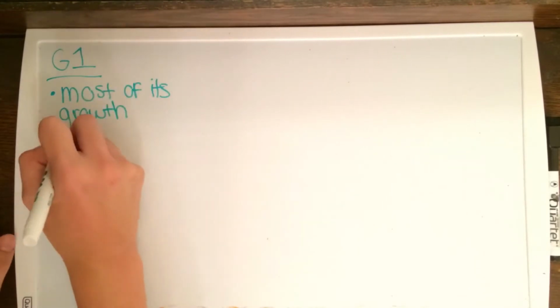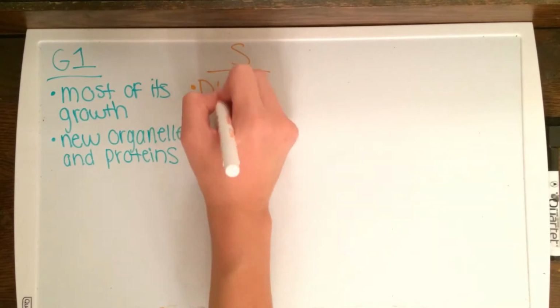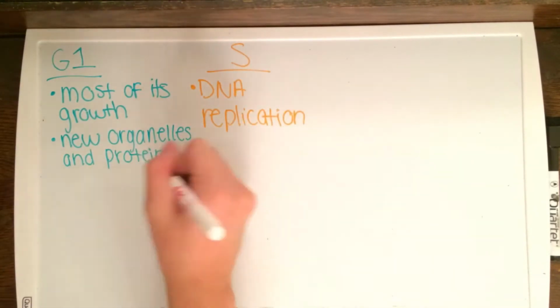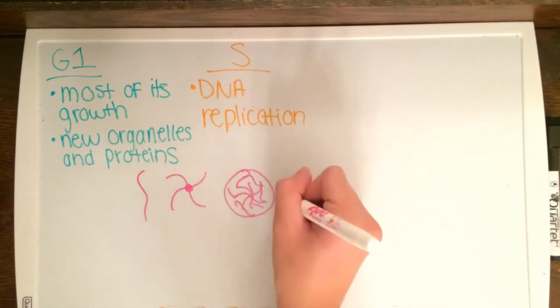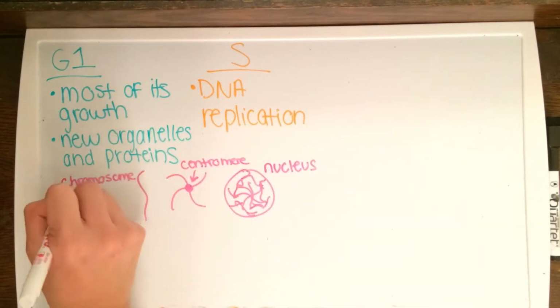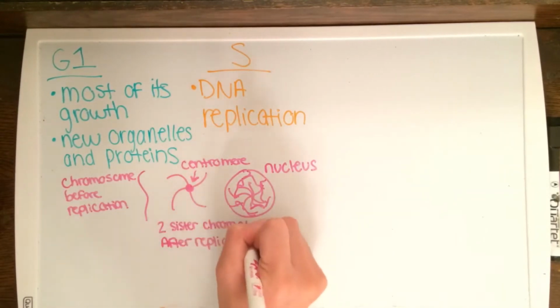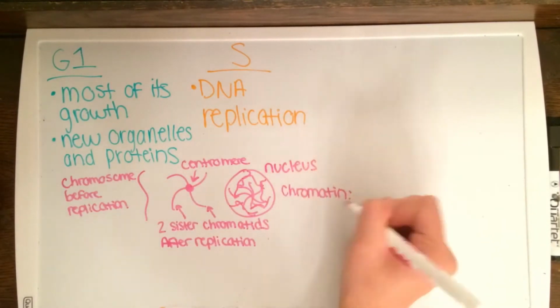The G1 phase is when the cell does most of its growing. As it grows, it creates new organelles and proteins. During the S phase, the DNA is replicated. The DNA is stored in structures called chromosomes located in the nucleus. During this phase, each chromosome is replicated so that each chromosome consists of 2 identical sister chromatids.